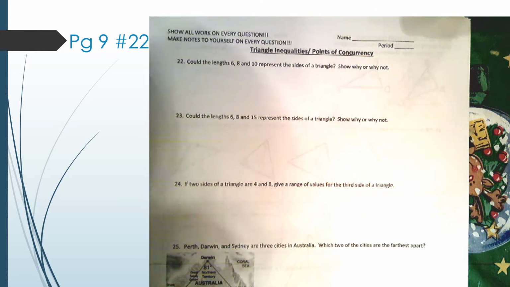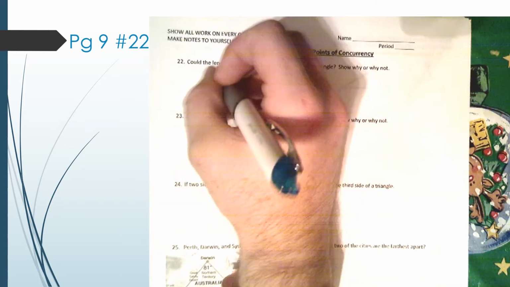All right, young bucks, what we're looking at right now is page 9, number 22. What it says is, could the lengths 6, 8, and 10 represent the sides of a triangle? Show why or why not. So the rule that you need to know is that two sides added up inside a triangle have to be greater than the last side. So to save yourself time and effort, the best thing to do is to add the two smallest sides together.